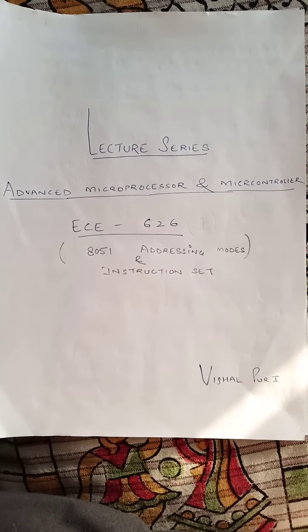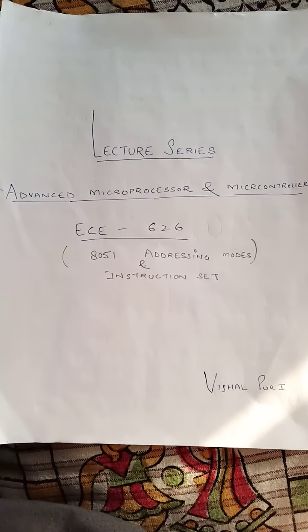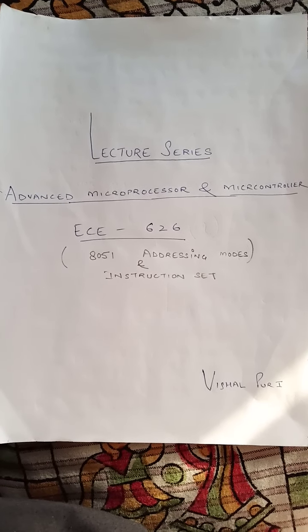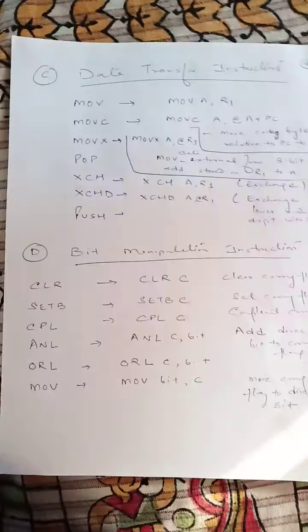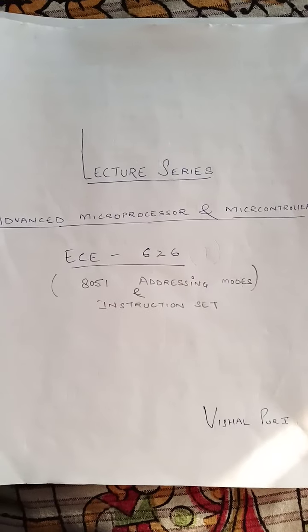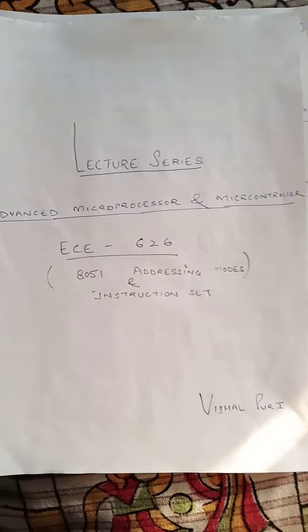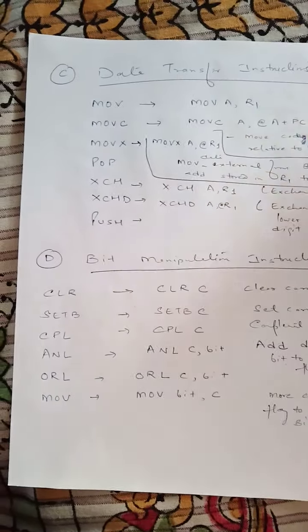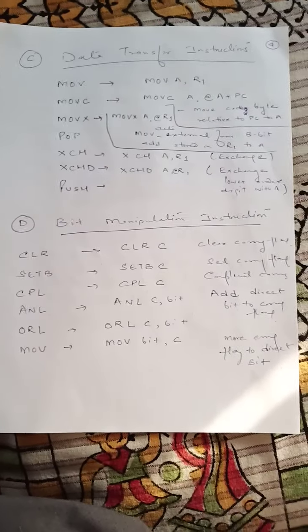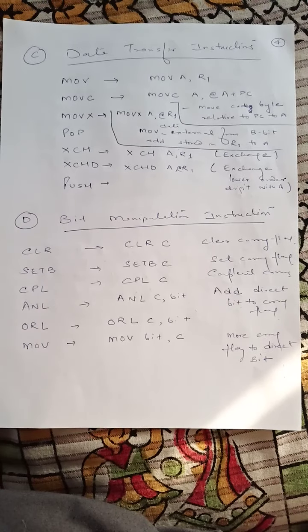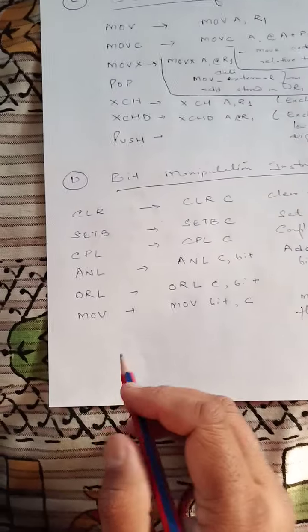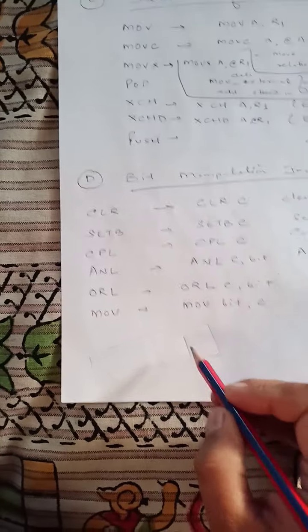We were discussing the 8051 instruction set, and in this series, we have discussed the 8051 addressing modes. Then we took up the instruction set of 8051, in which we discussed arithmetic instructions, logical instructions, data transfer instructions, and now it is time to discuss bit manipulation instructions. For example, the program status word. We know that the program status word is basically 8 bits.